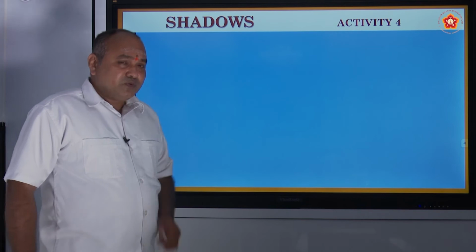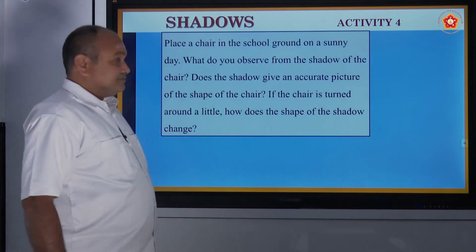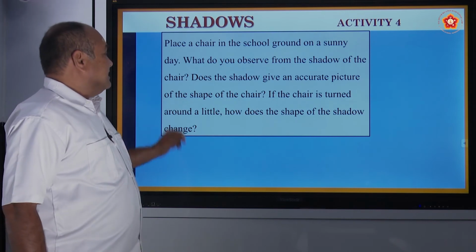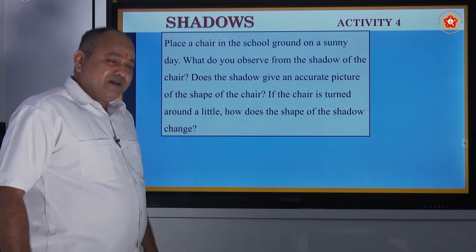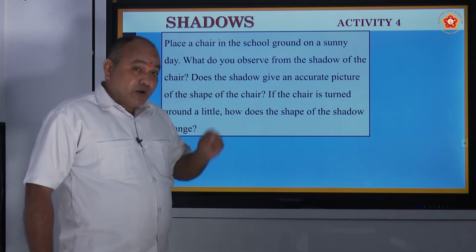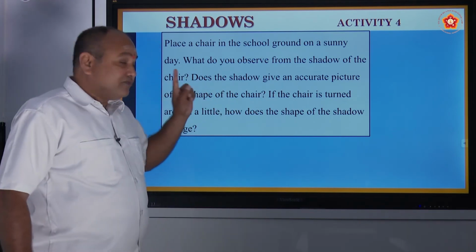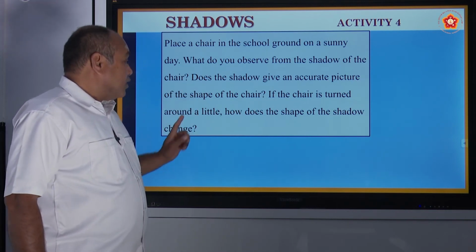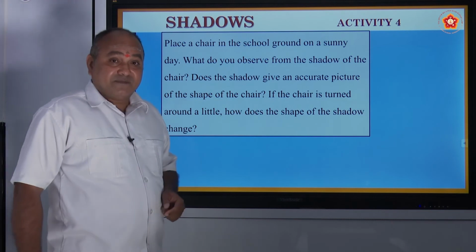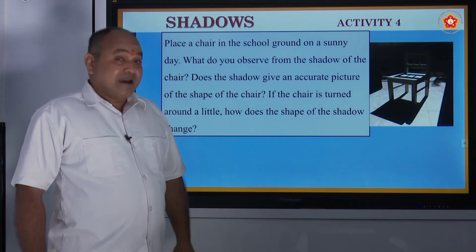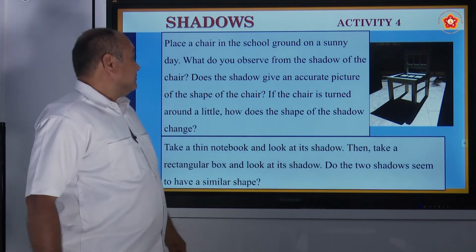So, let's go to activity 4. Place a chair in the school ground on a sunny day. What do you observe from the shadow of the chair? Does the shadow give an accurate picture of the shape of the chair? If the chair is turned around a little, how does the shape of the shadow change? This I want you people to do practically and tell me.